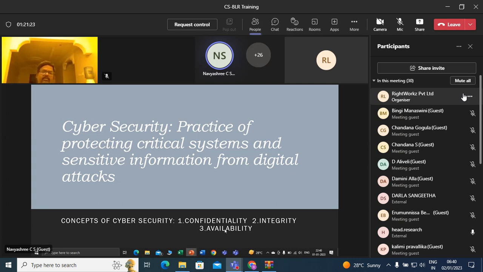Confidentiality means keeping the data confidential and safe from theft. Integrity means maintaining the data or information so that it cannot be modified by unauthorized persons or third parties. When it comes to availability, it means the information or data has to be accessible by the users to make use of it.